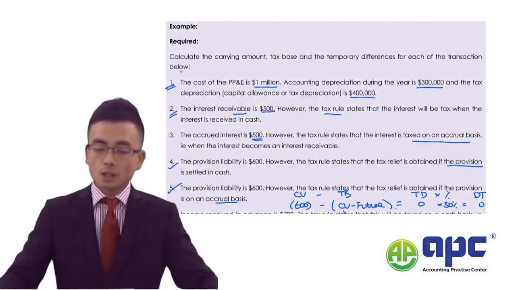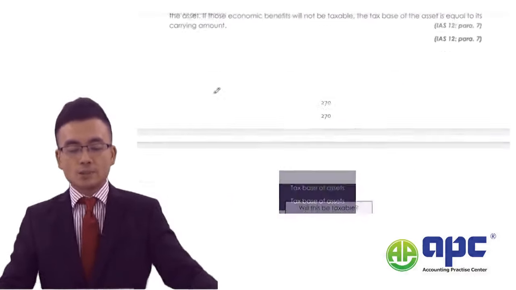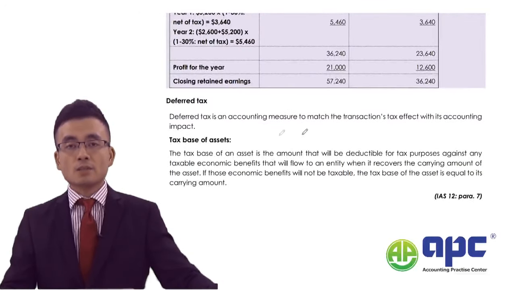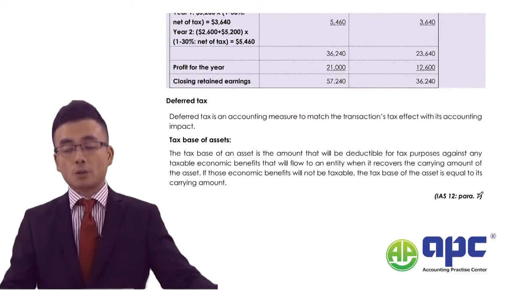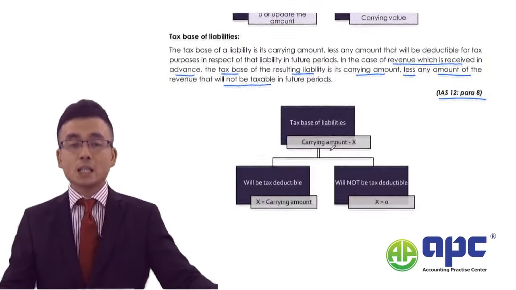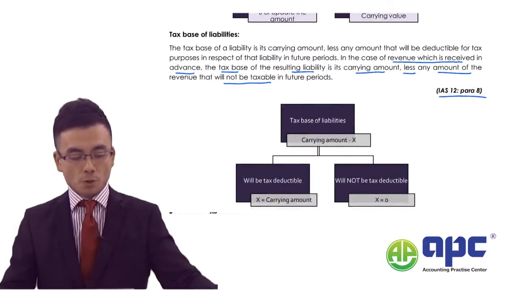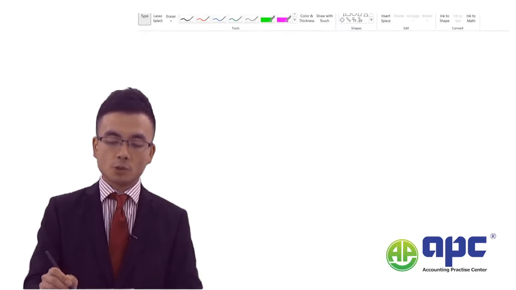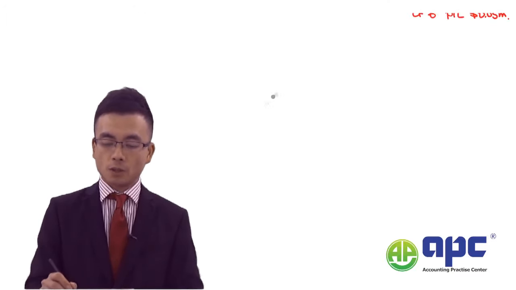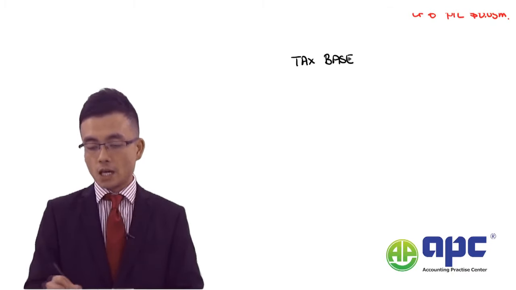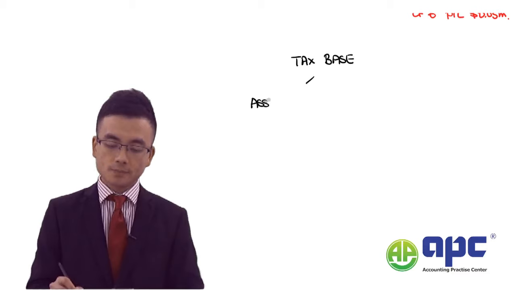Now, the best way to summarize these is to have a go at the tax base of an asset according to paragraph number 7 in IAS number 12, as well as the liability according to IAS number 12, paragraph number 8. But before we move any further, let me summarize the rules for those two paragraphs for the tax base of the asset as well as the liability.